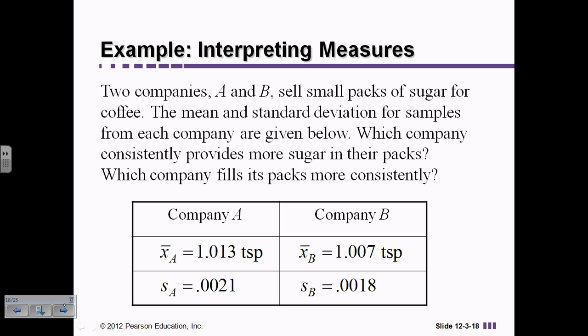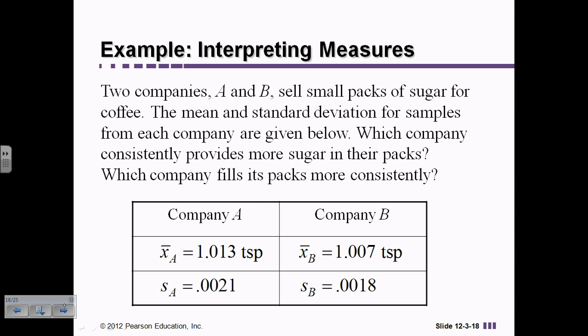So when you're comparing those two pieces of information, you would probably say that company B is more accurate to 1 teaspoon of sugar than company A. Assuming that you only want 1 teaspoon of sugar in the packet, company B is doing a better job. Then when you look at the standard deviation, you'll notice that the standard deviation for B is 0.0018 and for A is 0.0021.